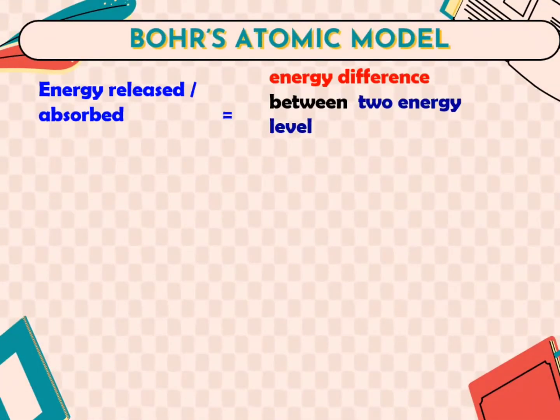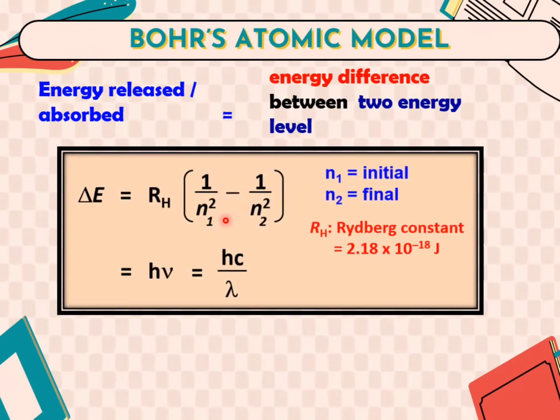Okay, based on the fourth postulate just now, we know that the energy released or energy absorbed is equal to the energy difference between two energy levels. So the formula that we are going to use is delta E equal to, E stands for energy, equal to the Rydberg constant. This is the value that you need to know. Okay, you tak perlu hafal because dia dah diberi dalam list of constant value, which is 2.18 times 10 power of negative 18 joule, 1 over N1 squared.